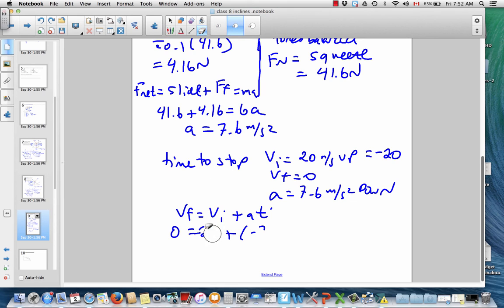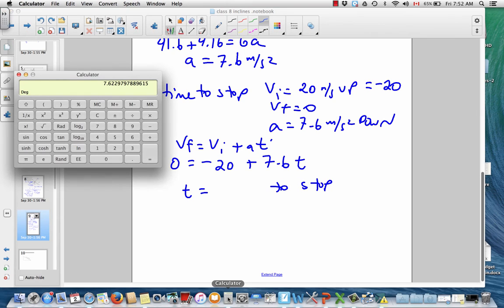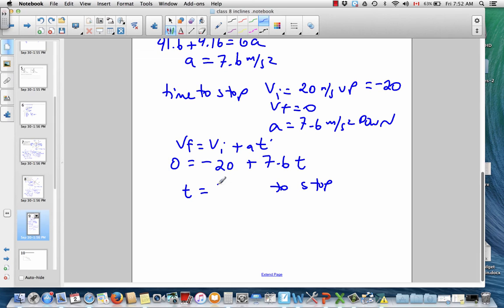Look at that, eh? You could pick the other coordinate system if you wanted, right, and make the velocity positive and the acceleration negative, as long as you're consistent. It's important, though, that the time end up being a positive number. So we've just got to do 1 over x times 20, a quick way of doing division on your calculator, and we find 2.62 seconds to stop.